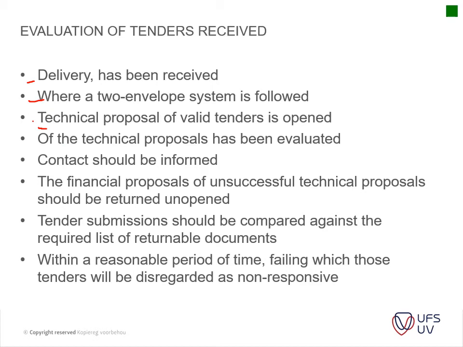Okay, then contractors should be informed. Okay, so whoever goes through to the second round is usually informed that they're going through to the second round. Then the financial proposals of unsuccessful technical proposals should be returned unopened. So if they fell out of the first round of evaluations, the still sealed envelope is sent back to the contractor. Tender submissions should be compared against the required list of returnable documents.